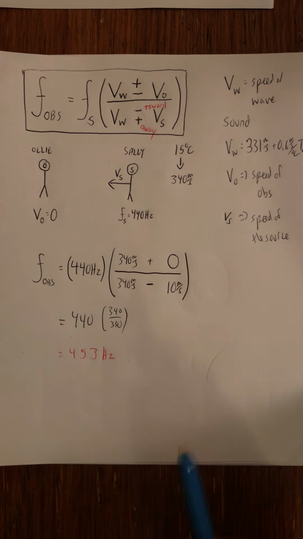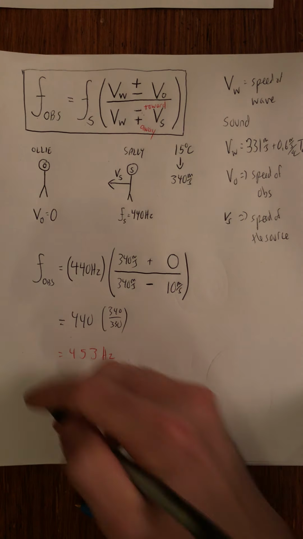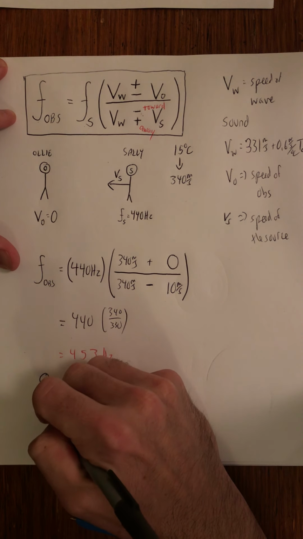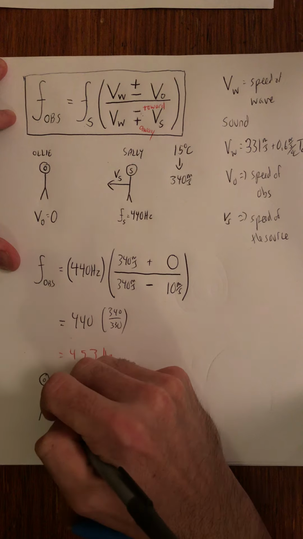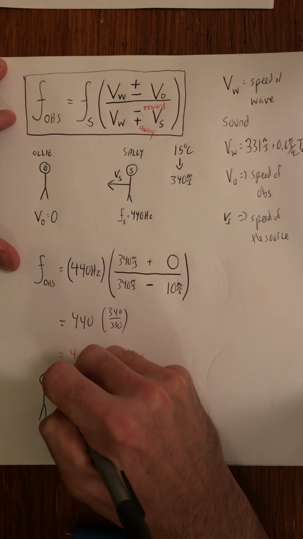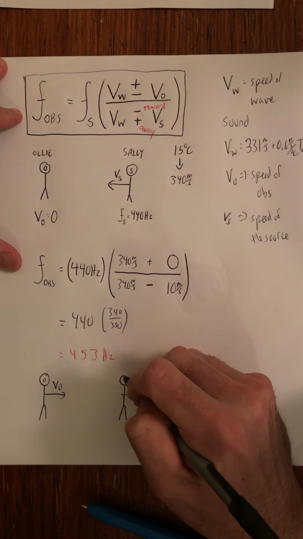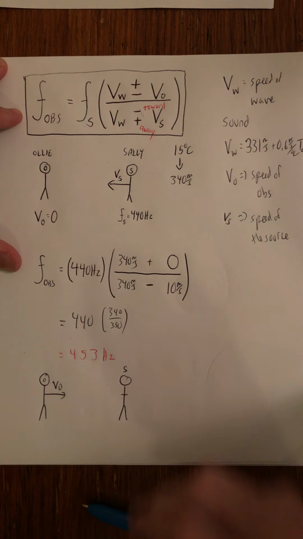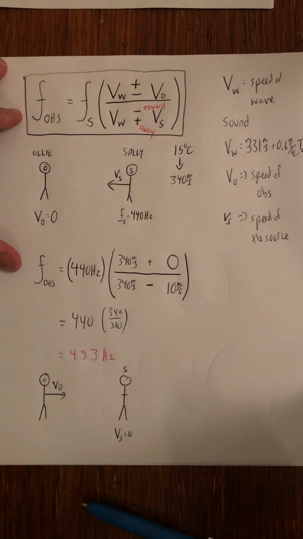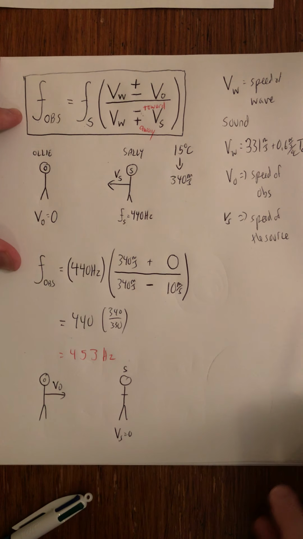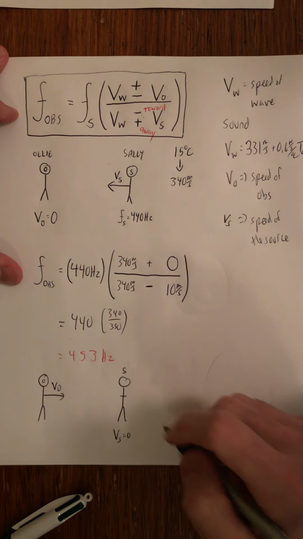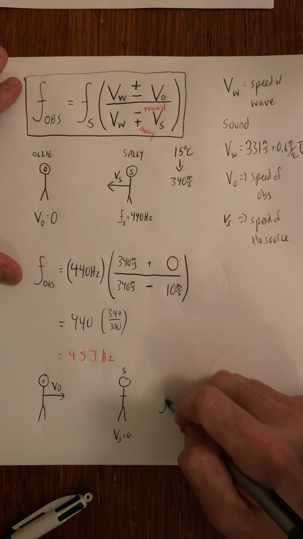Now let's talk about a moving observer, okay? So now let's say that Ollie is running towards Sally. So there's a velocity of the observer, and let's say Sally is the source, and she is just standing still. So V source is 0, right? Still singing her concert A. She's got good breath control. There she goes.